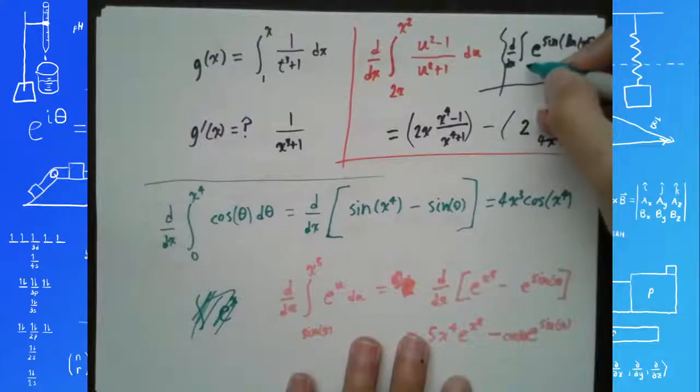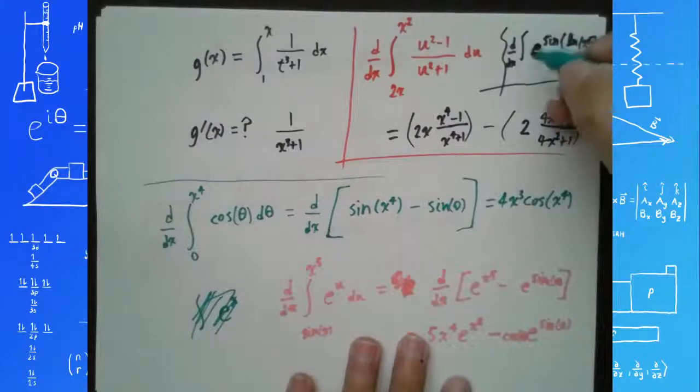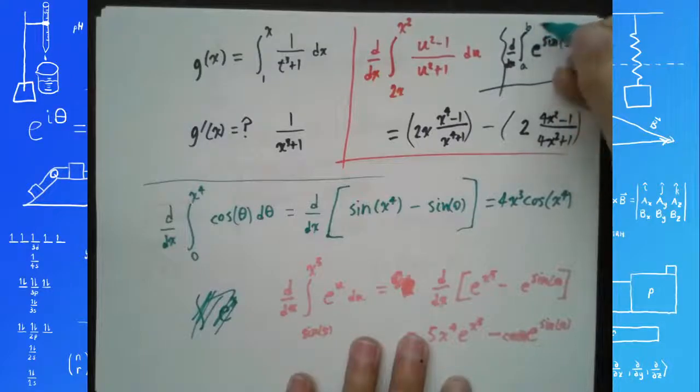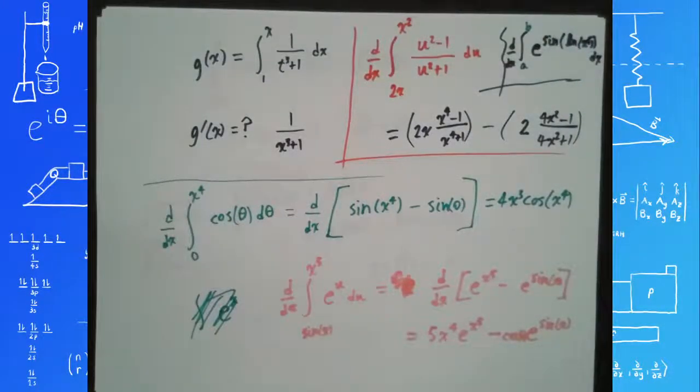Anyway, integration bounds. That's right, I was missing my integration bounds. So let's say it's from A to B, where A and B are constants. What's this going to be? This one's a trick question. This is going to be 0.